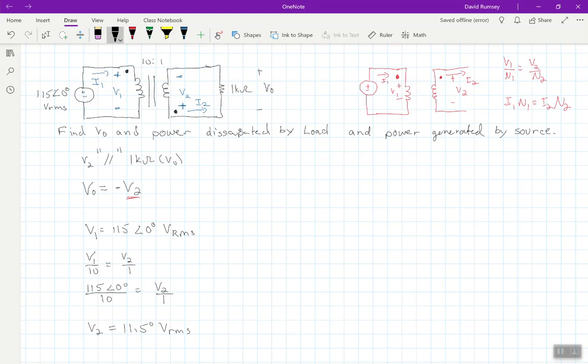Now we're asked to find the power dissipated by the load. Now there's two ways we could do this. Of course, we could just say, well, power dissipated by the load, it's simply a resistor, so my power P could be V out squared over R, or we could do V out times the current that I'm going to find here.